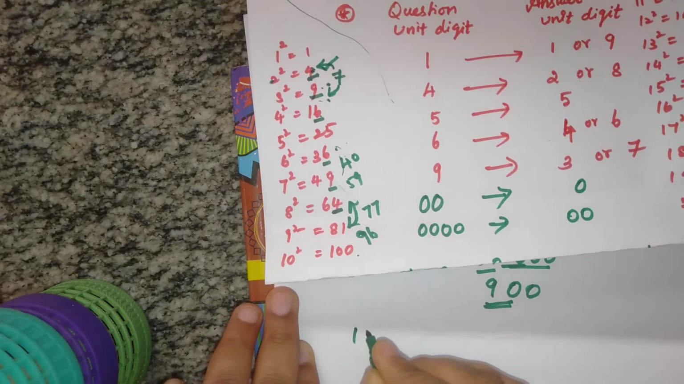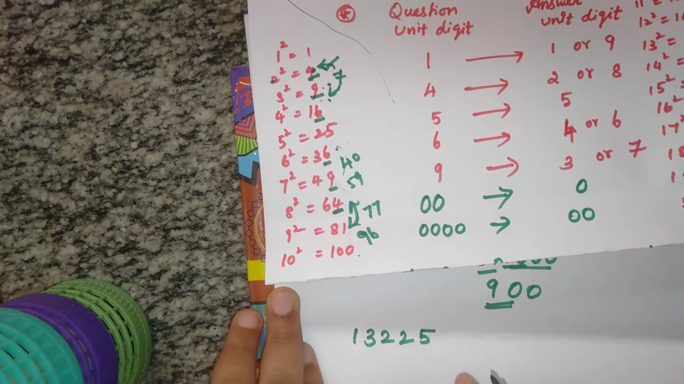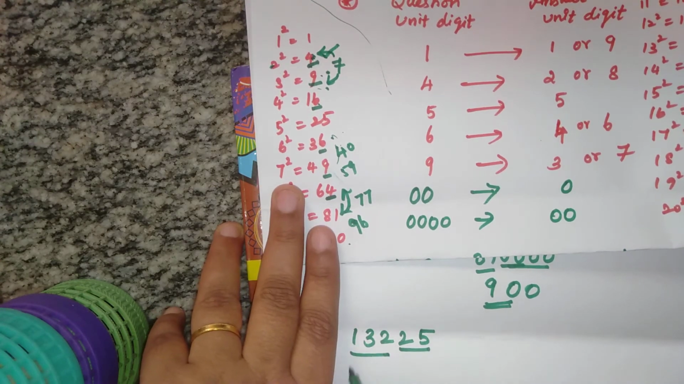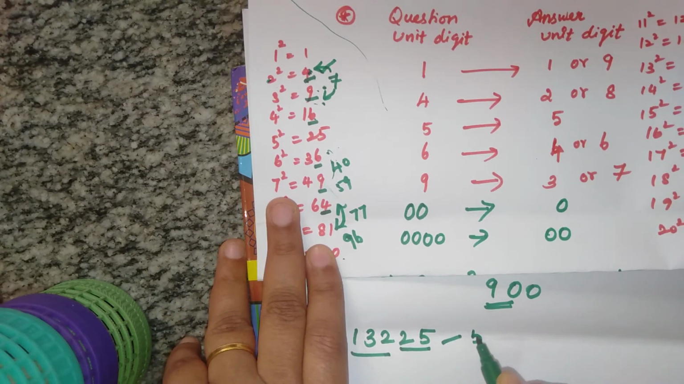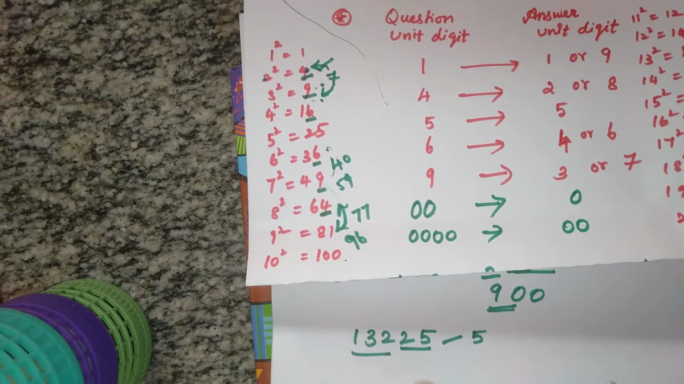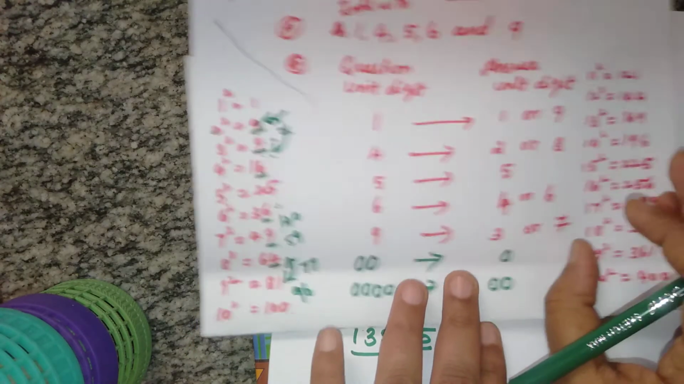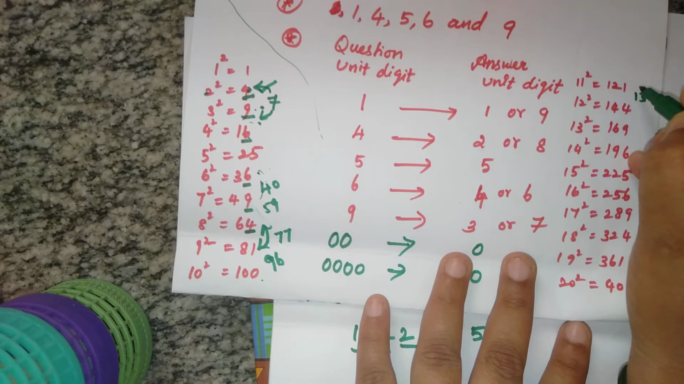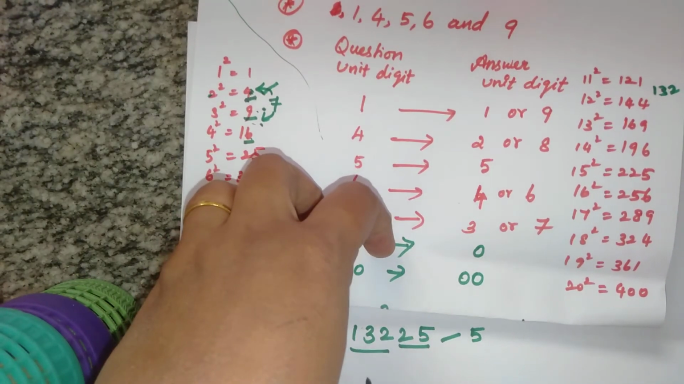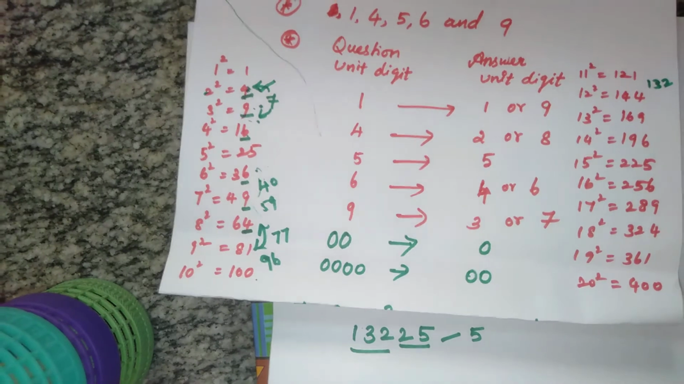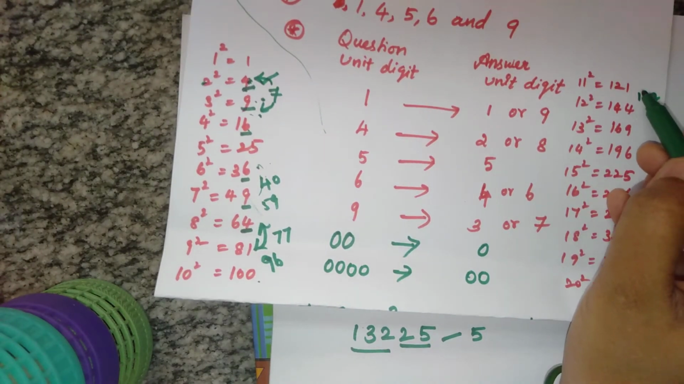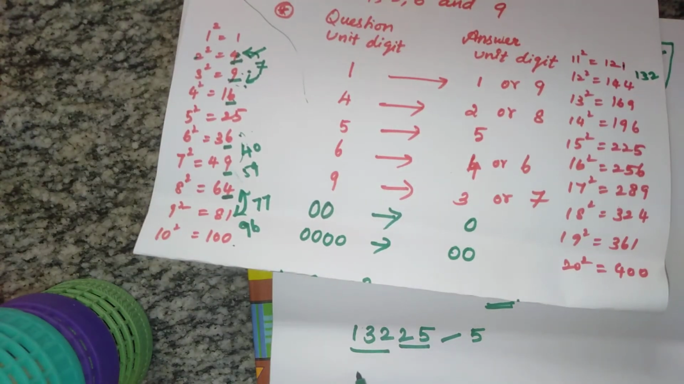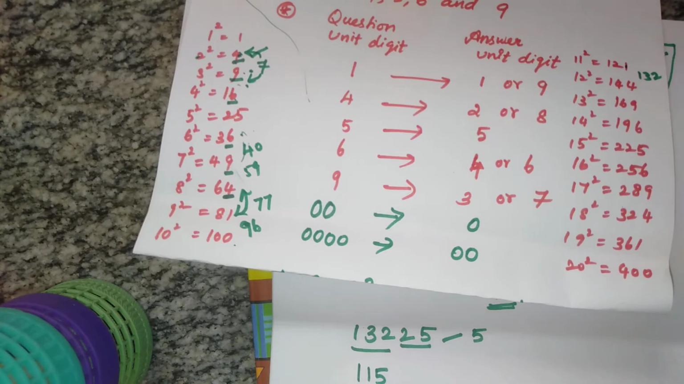I'll take one example, 13225. Take the last 2 digits as usual and the remaining digits. 5 means the only possibility is 5. Then 132: check where it is. In between 11 and 12. The perfect square number after 121 is completed, so we will surely take 11. Next, see here, this distance and this distance are both equal. So we will take the top value. 115 will be the answer.